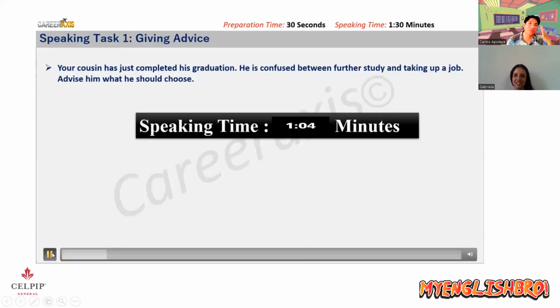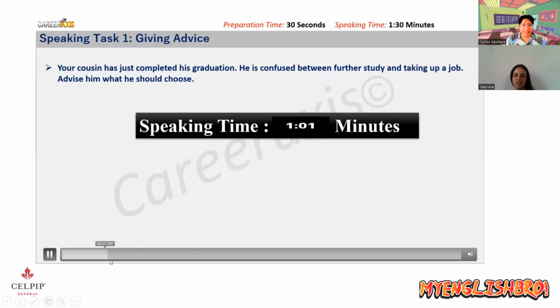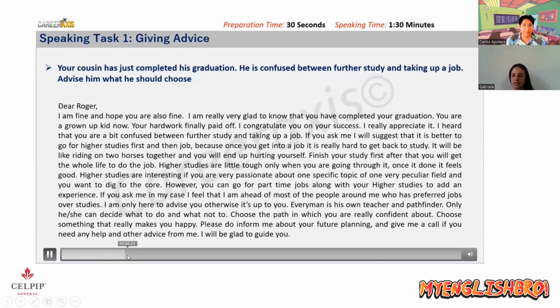Veremos la pregunta número 2, el siguiente task. If you ask me, I will suggest. Ok, veamos la respuesta que puse aquí.